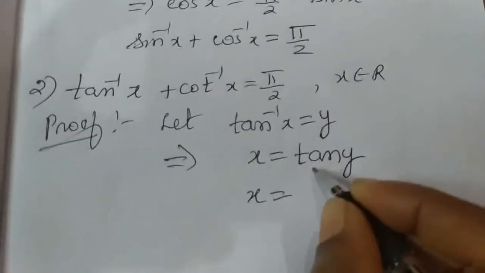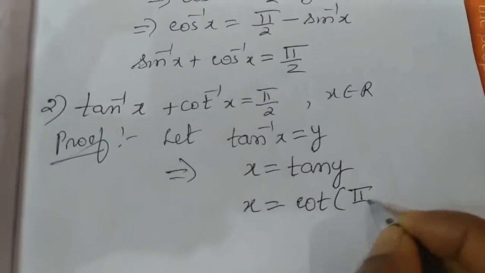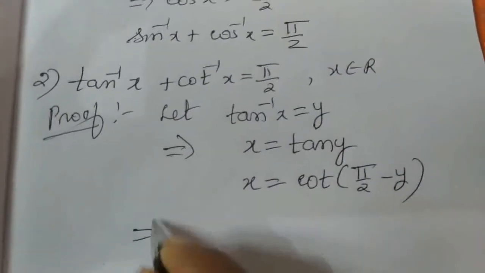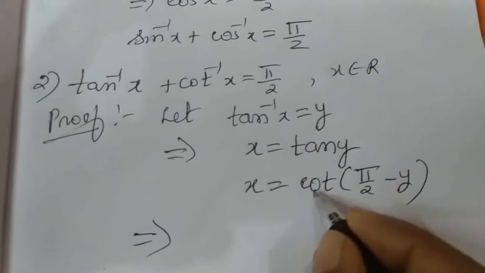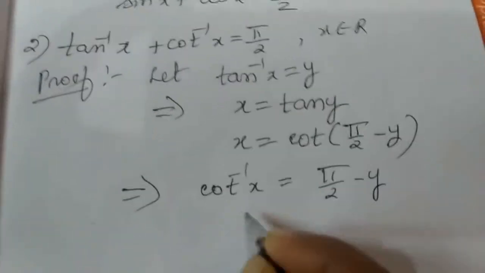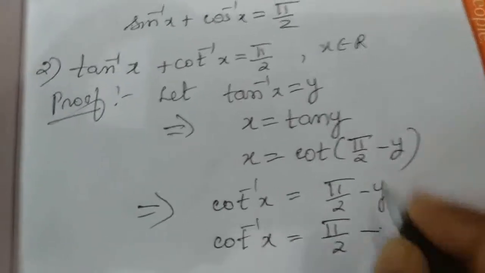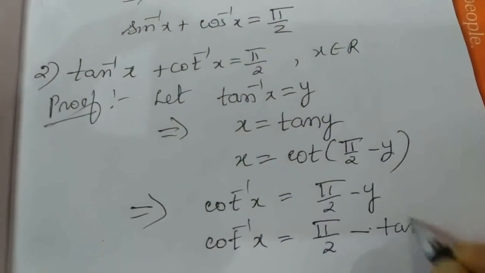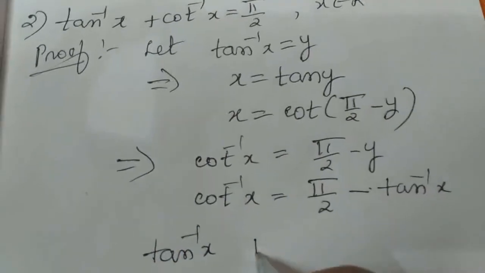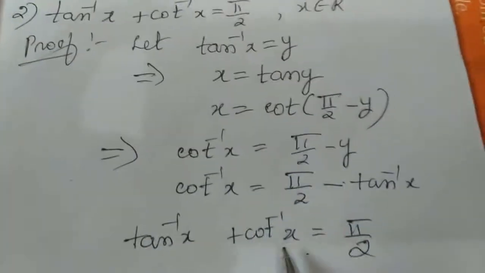You know the relationship between cot and tan function. Tan y is the same as cot of 90 degree minus y, or cot of pi by 2 minus y. In first year you studied like this. Then it implies x is equal to cot of pi by 2 minus y, or cot inverse x is equal to pi by 2 minus y, where y means tan inverse x. Now bring this term here, it becomes positive. Tan inverse x plus cot inverse x is equal to pi by 2. This is the required result.